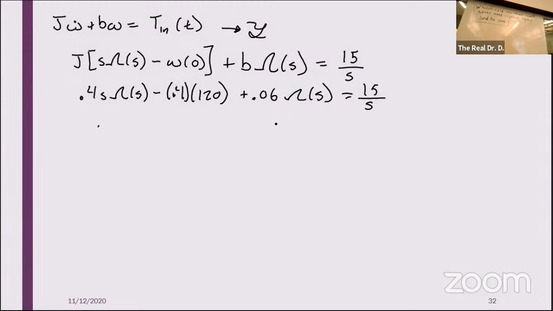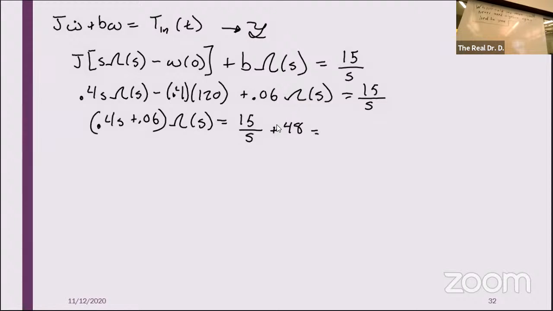Okay, so I'll group my like terms, right? I'll get 0.4 S plus 0.06 times omega of S is equal to 15 over S plus 48, right? Where's that plus 48 coming from? 120 times 0.4 is 48, right? In order to get it to the other side, I have to add it, right?